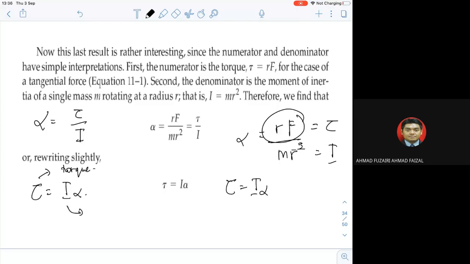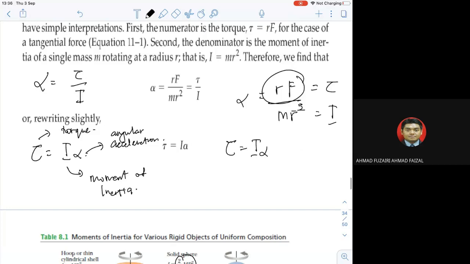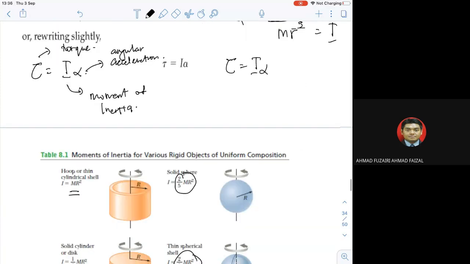Okay, this I is the moment of inertia, and alpha is the angular acceleration. Okay, you have torque, you have angular acceleration, and you have moment of inertia.